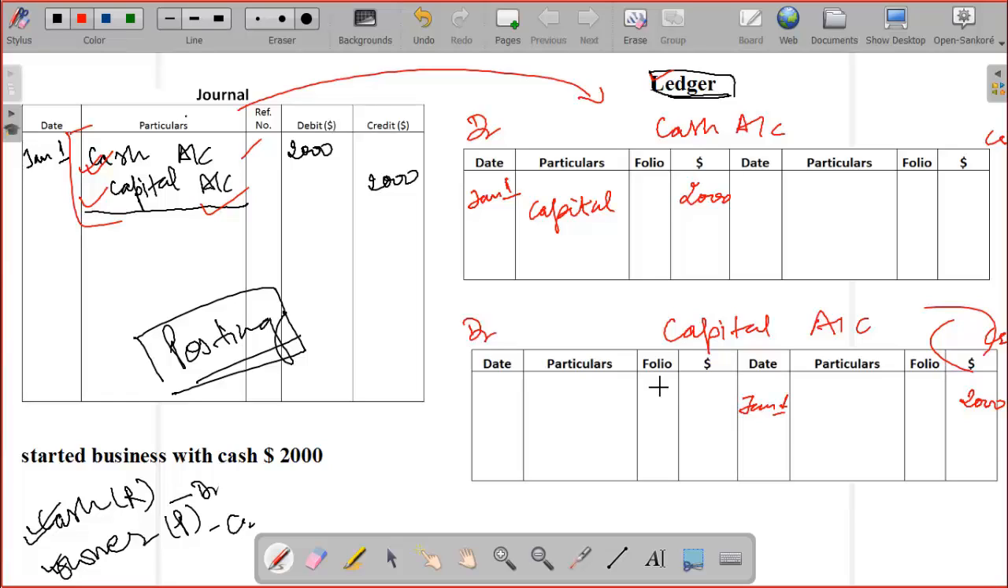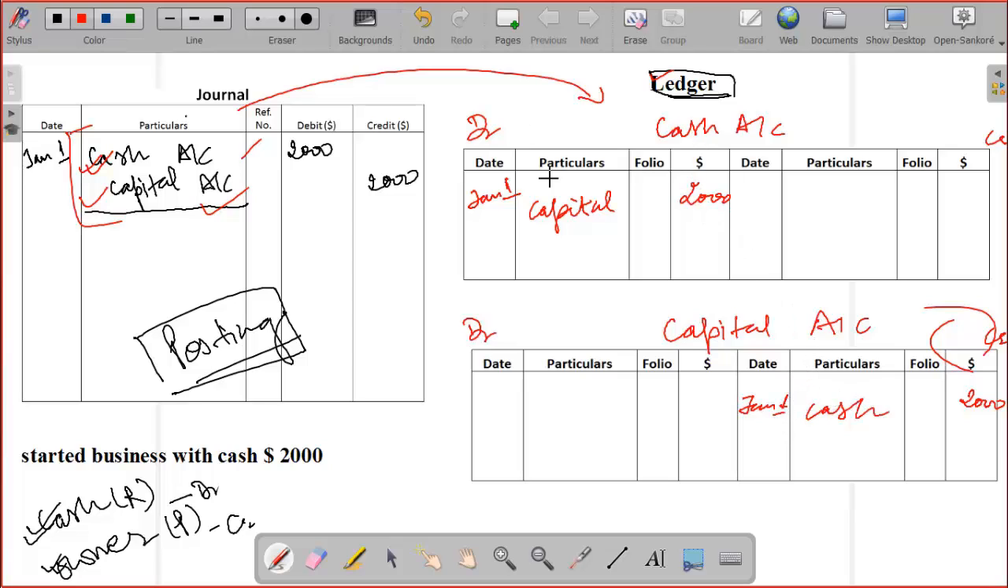Okay? Why on the credit side? Because capital account is credited. That's why on the credit side. And the name we will write what? The opposite account. Now tell me, which account is opposite to capital? Cash. So cash account we will write, the name of the opposite account. Getting my point?